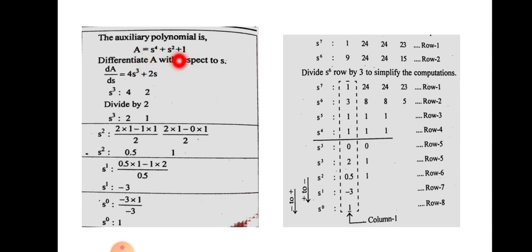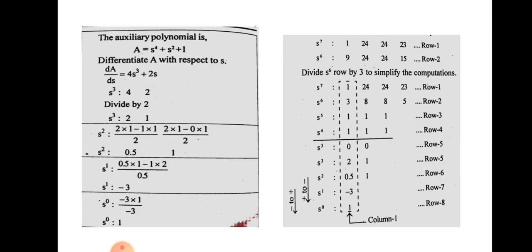So this is the auxiliary polynomial, and the step to find its roots is, first you should take the differentiation of A with respect to s. So you will get dA by ds equal to 4s cube plus 2s. That is the differentiation of this auxiliary polynomial, and its coefficients are 4 and 2. So you will replace the all 0 row by these coefficients, 4 and 2.